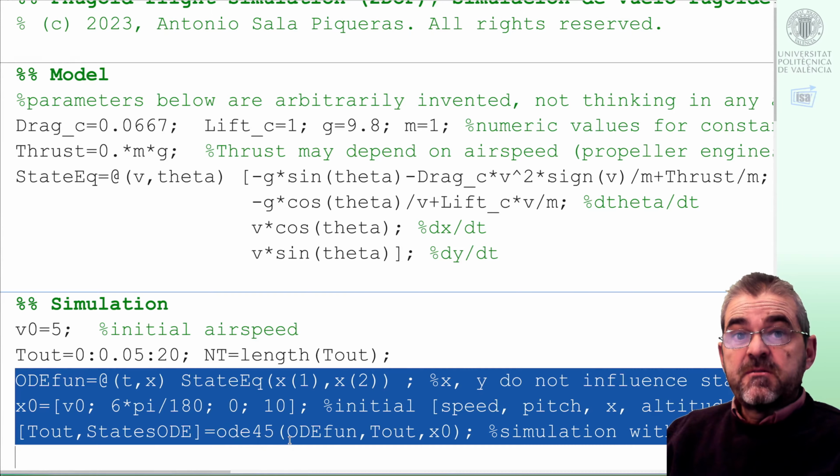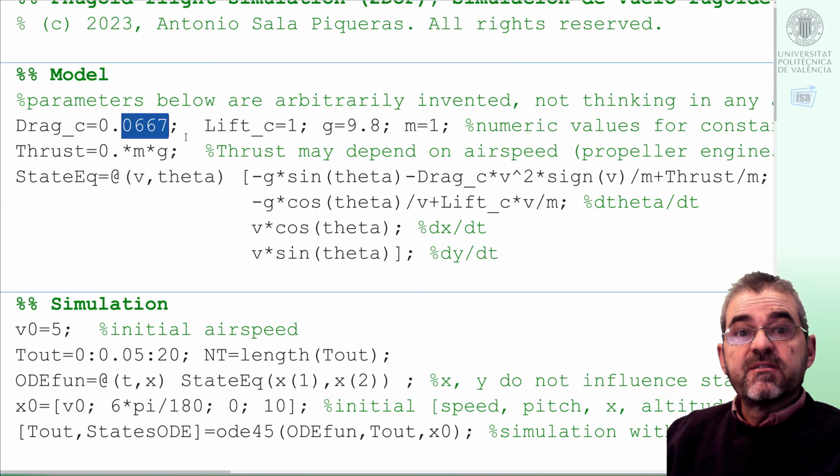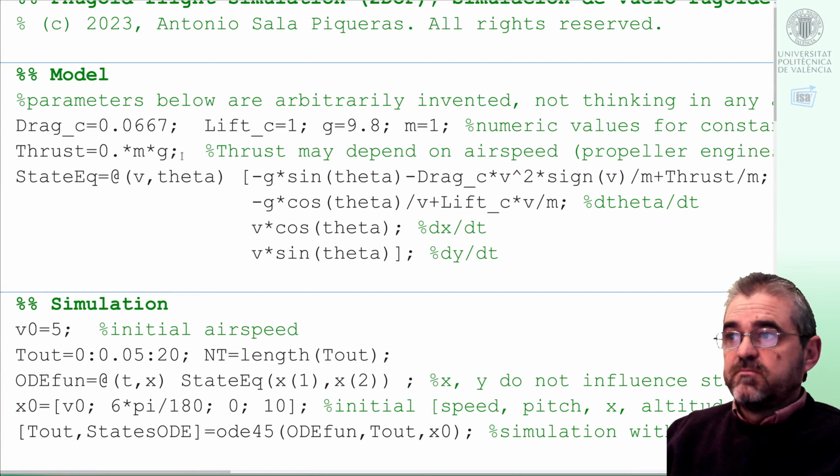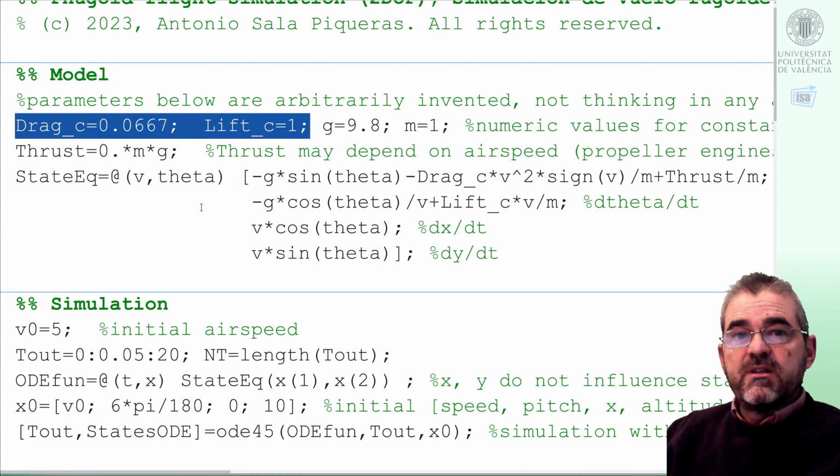The objective of this video is trying out different lift and drag coefficients and thrust to try to intuitively understand the physical meaning of these dynamics. So we'll start with the first simulation, in which we'll use a lift coefficient of 1 and a drag coefficient of 0.0667, which means a lift to drag ratio of 15. These parameters are arbitrarily invented in the sense that I am not thinking of any particular aircraft.